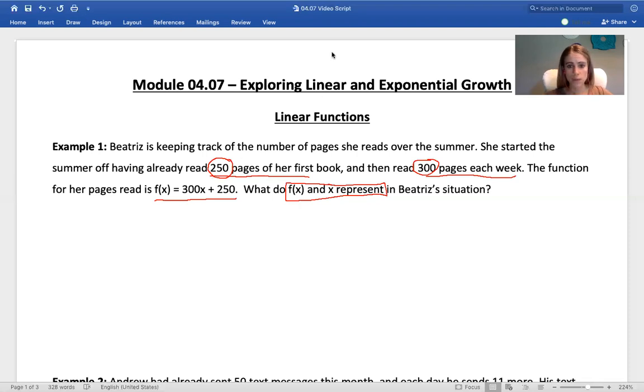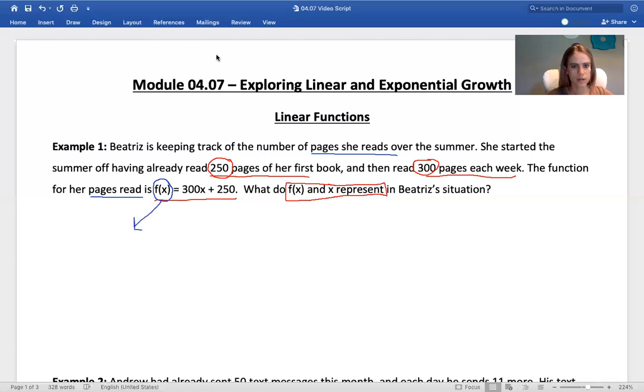Well, right before my equation, it says the function for her pages read, so this is telling me what my function is for. That means this equation is going to tell me how many pages she has read. So therefore, that is what my f of x represents. Another part that could lead me to this discovery is this initial sentence. It says she's keeping track of the number of pages she reads. So that's my overarching theme.